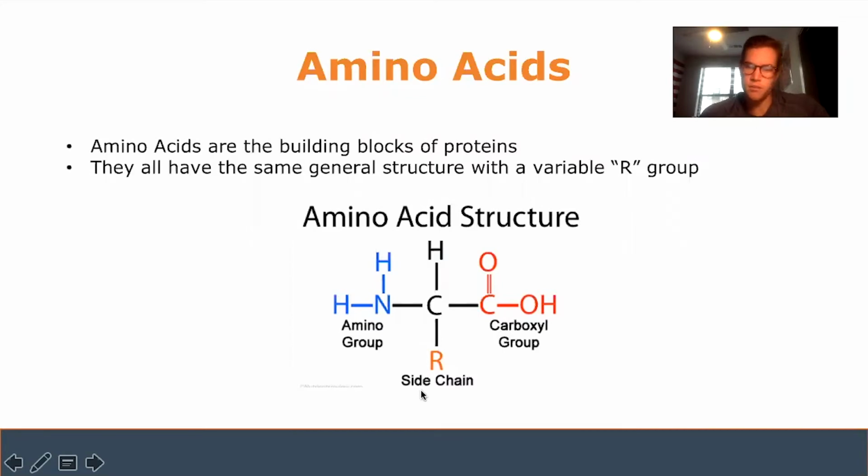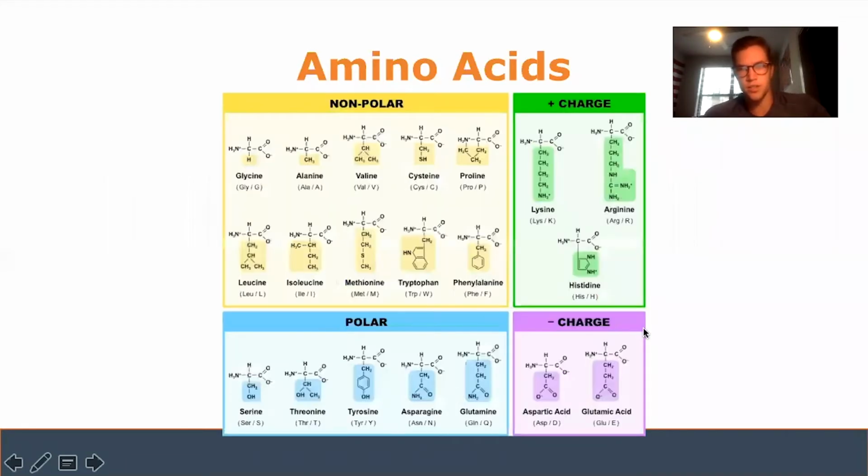They're also classified by their R chain, which I think we'll see here. So this is all 20 amino acids. There's technically a 21st amino acid, but you're not going to really need to know that. But there's a lot of ways to separate them. You can separate them into essential versus non-essential. Non-essential amino acids are non-essential because we can produce them in our own bodies. Essential ones we need to get from our diet.